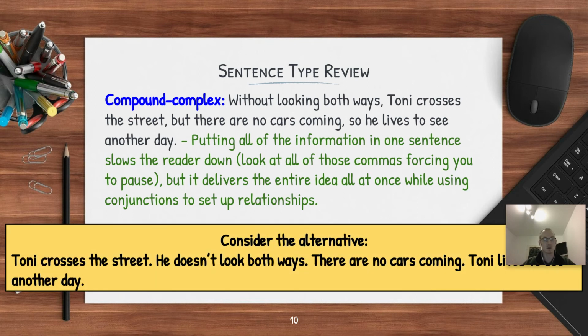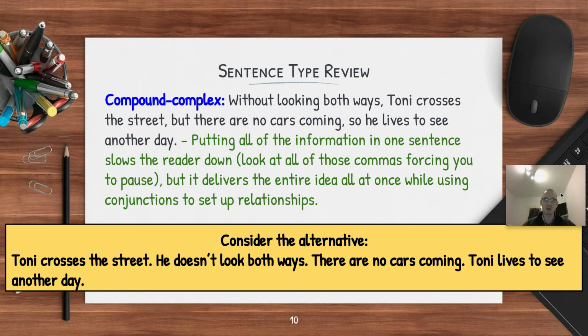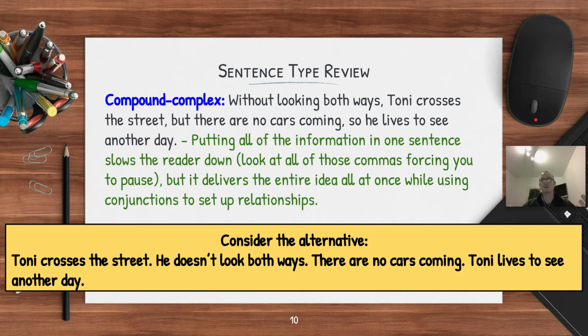And again, when you look at the alternative, Tony crosses the street. He doesn't look both ways. There are no cars coming. Tony lives to see another day. Obviously, this one sounds a lot more dynamic than this one. Right? And depending on the situation, if I want to sound more dynamic, I would choose to write the sentence in a compound complex format rather than this simple sentence after simple sentence after simple sentence format.